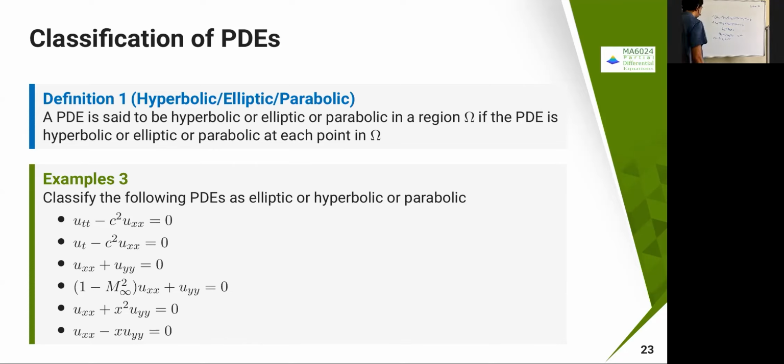In that case, if I find b square minus 4ac, this is going to become 0 minus 4 times 1 times minus c square, and the minus and minus will get cancelled. So 4c square is going to come, and 4c square is always greater than 0. So what is this equation, the wave equation, always? Hyperbolic. The wave equation is a hyperbolic equation.